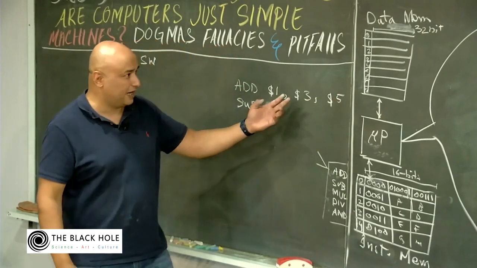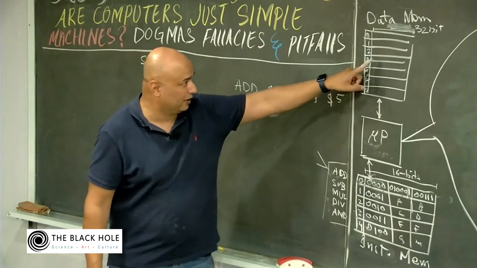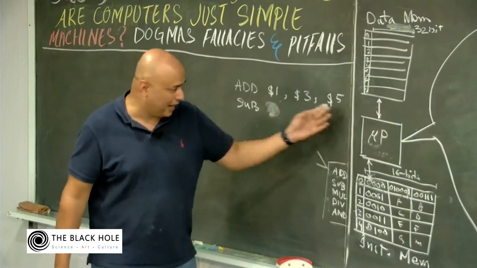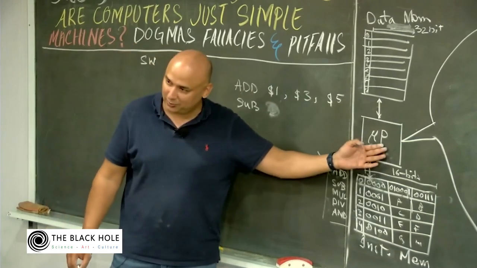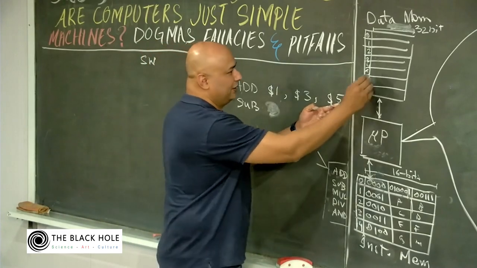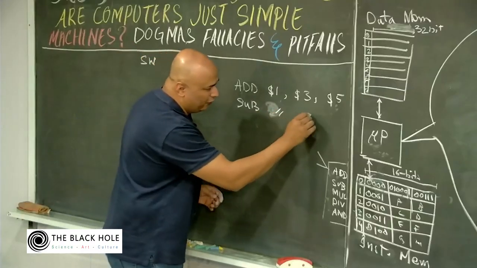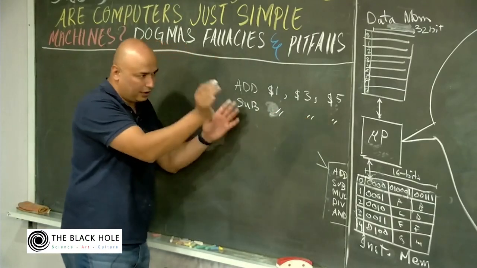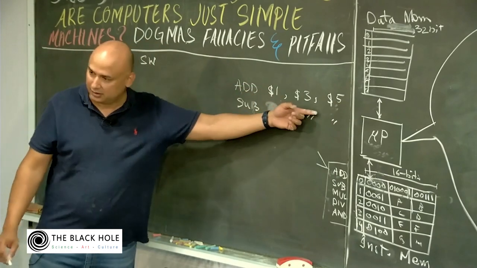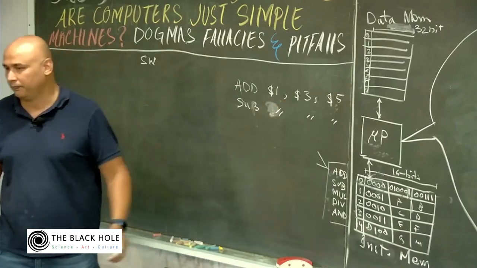So fetch data from location number 3 and location number 1, add it using the microprocessor, and save the result back in location 5 here. So this is a simple add instruction. Then there can be a subtract instruction, which could be something like this, and so on and so forth. So humanly, writing stuff like this is easy.